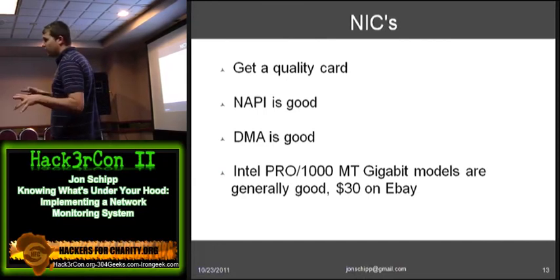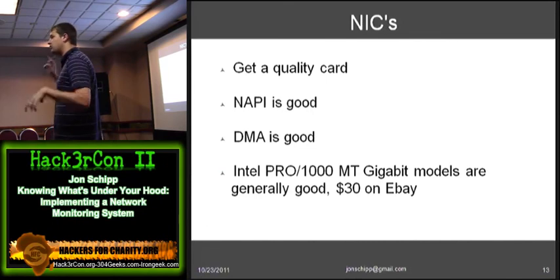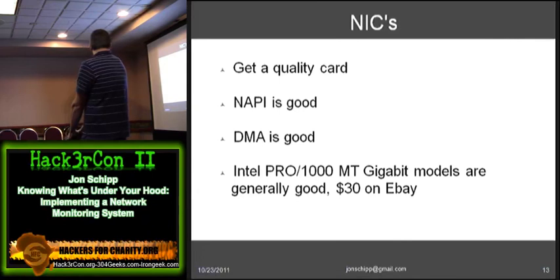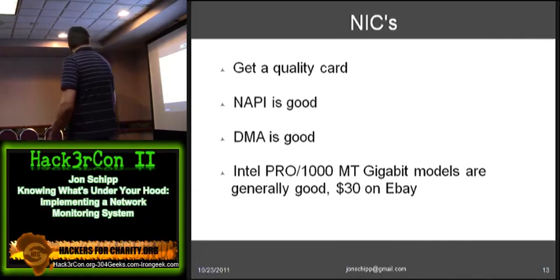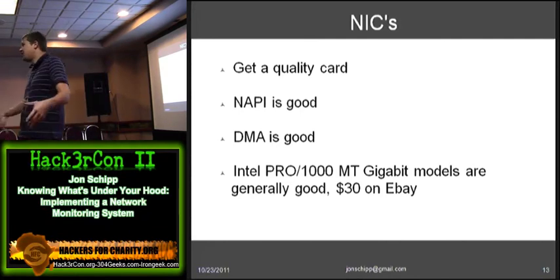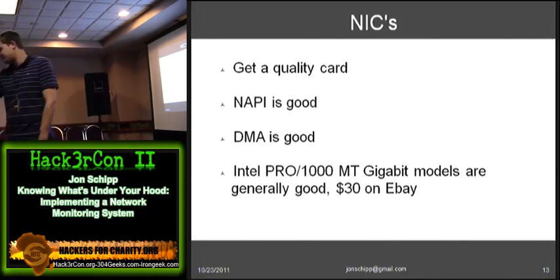We can directly copy data from the NIC to system memory, and that's much quicker. Usually these cards are what I'm using right now, and they whoop. They're excellent, and they're $30 on eBay. You can't beat it. Buy 15 of them and stick them in your PCI slots and go.